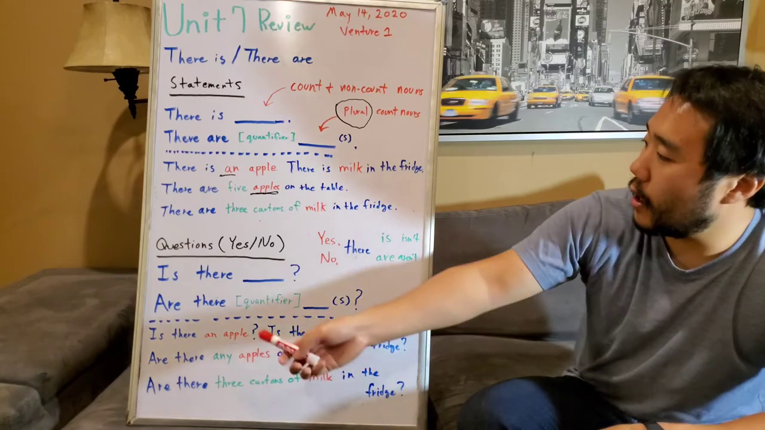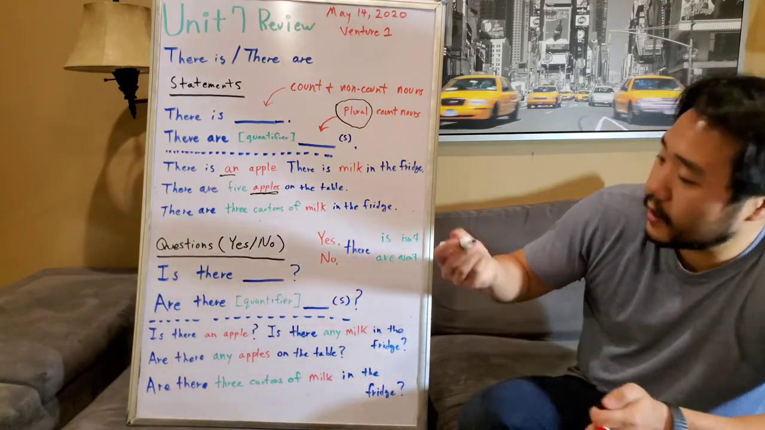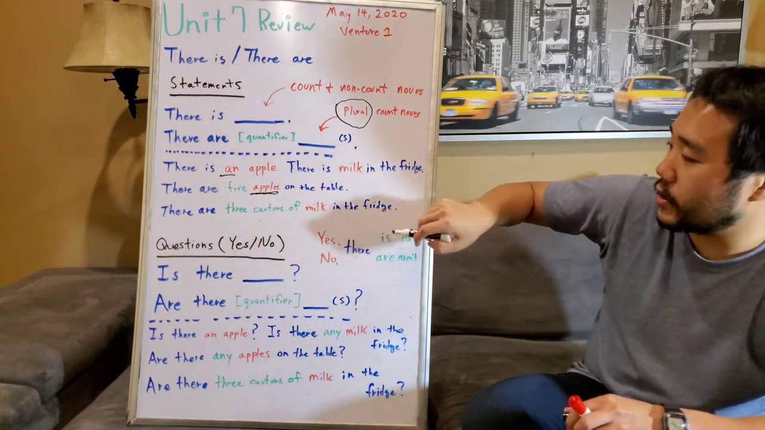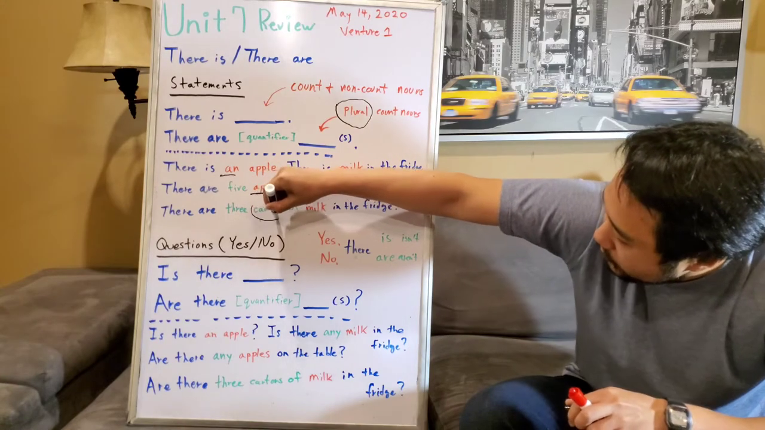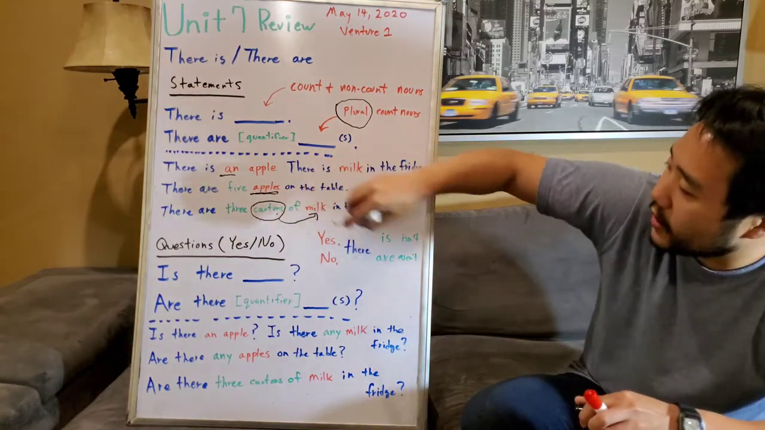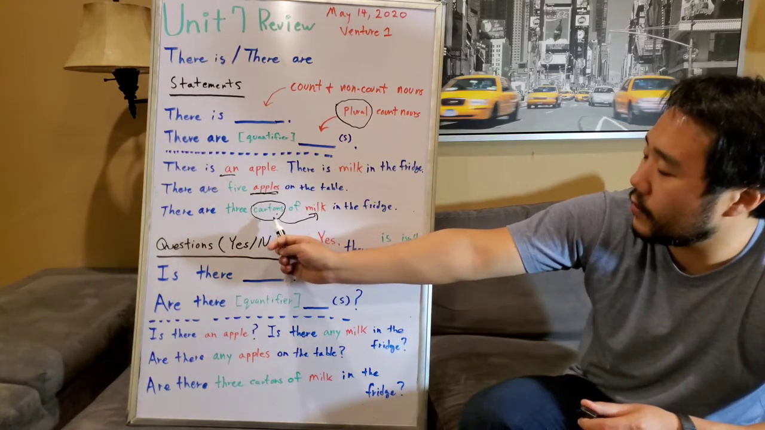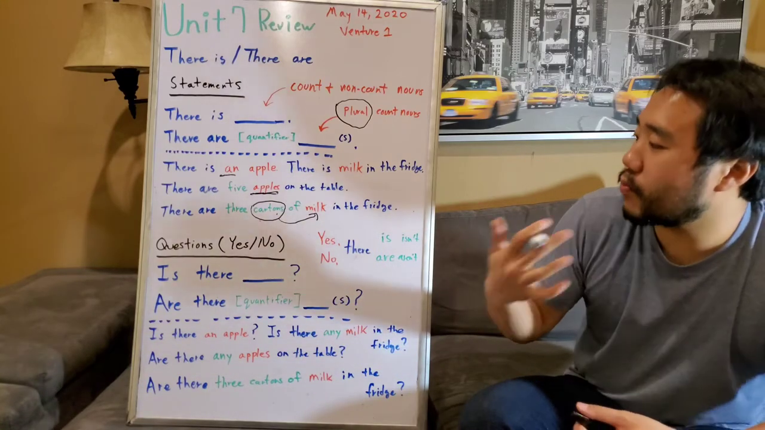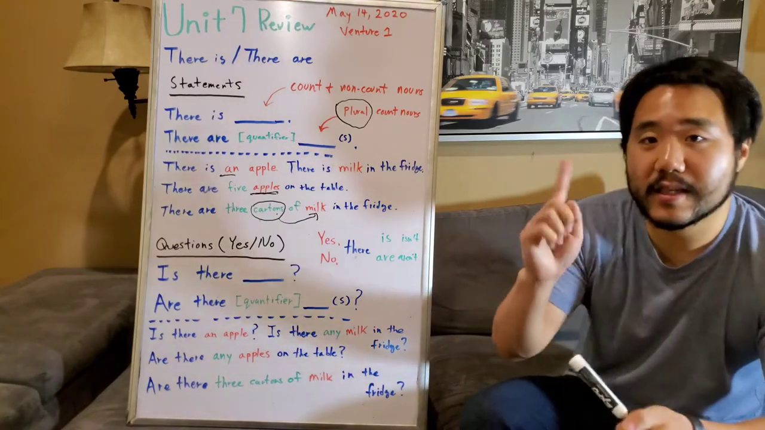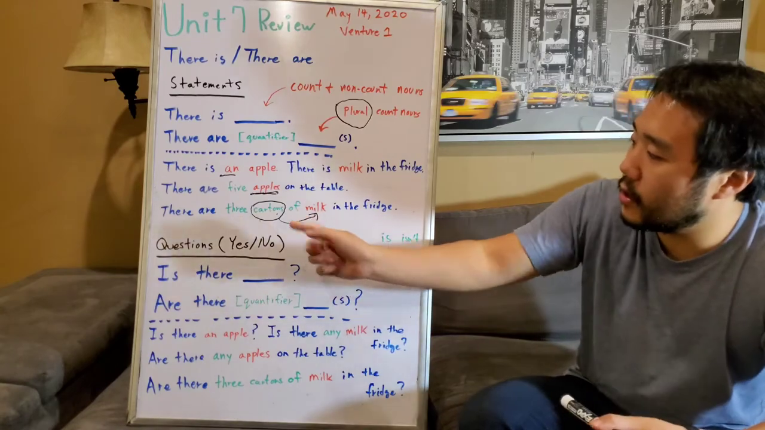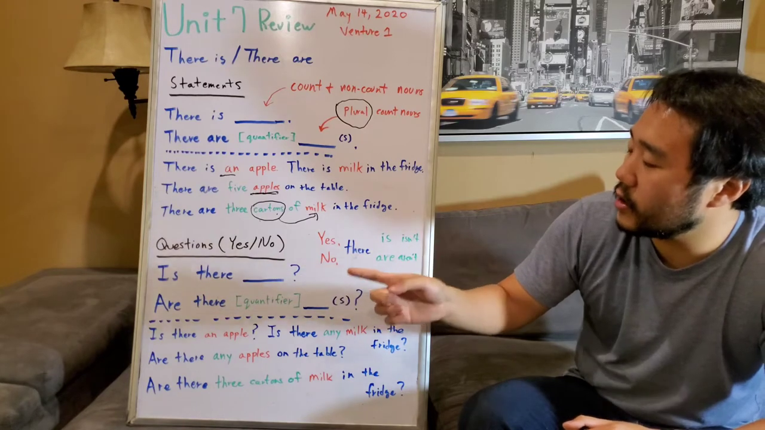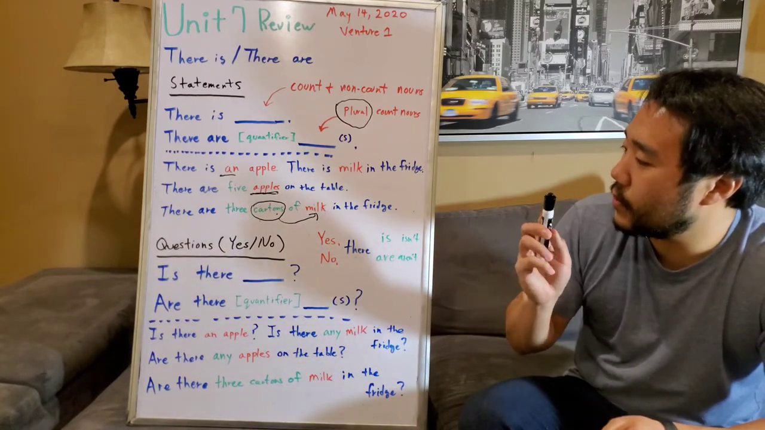So here, in this sentence: there are 3 cartons of milk in the fridge. Carton is a partitive for milk. So milk is a non-count noun, but we use this partitive to express a certain amount of milk. And here, if it's a single, it'll be carton. There will be no S here, but we're talking about 3. So there are 3 cartons of milk.